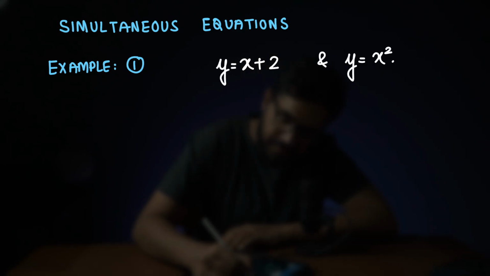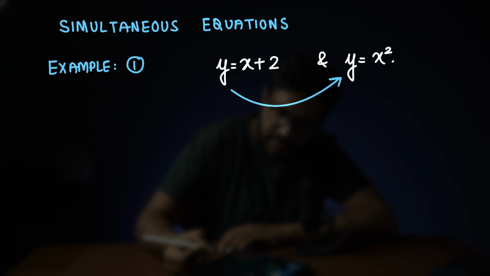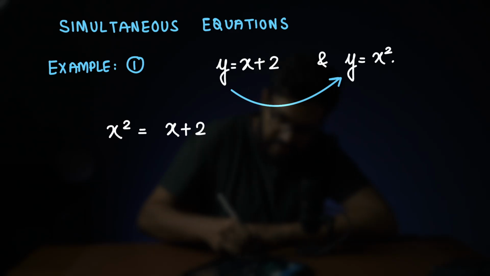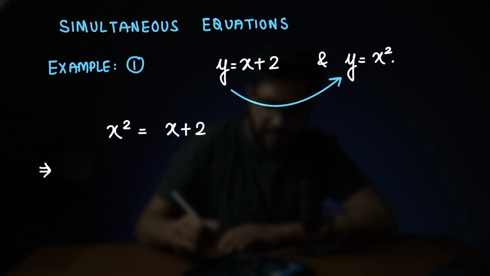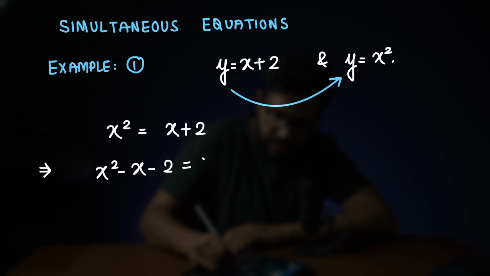So what we can do is substitute the value of y from the first equation, the linear equation, into the parabola equation. So this is our first step, substitution. So we get x square is equal to x plus 2. Then the second step is we will arrange it so that on one side we have a 0. We'll bring everything to one side. So we get x square minus x minus 2 is equal to 0.